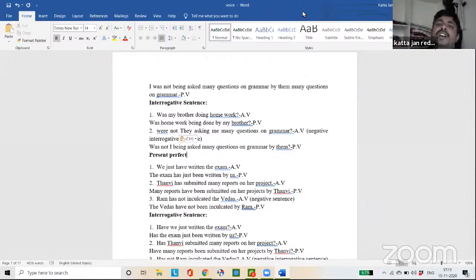Okay, so this is how we change an active voice into passive voice. Right? Once again, I'm telling you, please note down the doubts regarding the explanation that we had or we are having now. You can note down and ask me in the next class or in this class itself. But don't just listen to the class sitting idle.